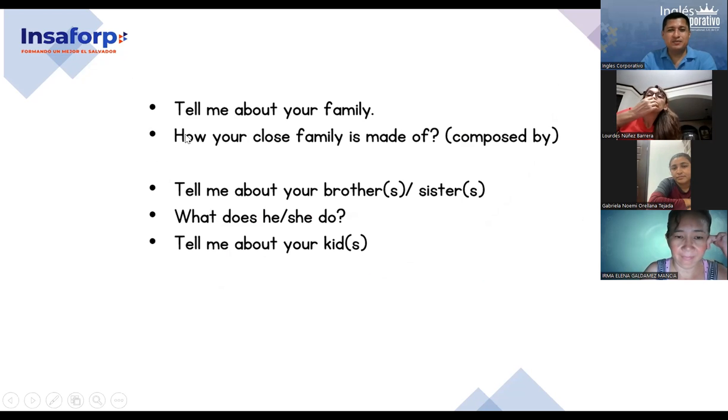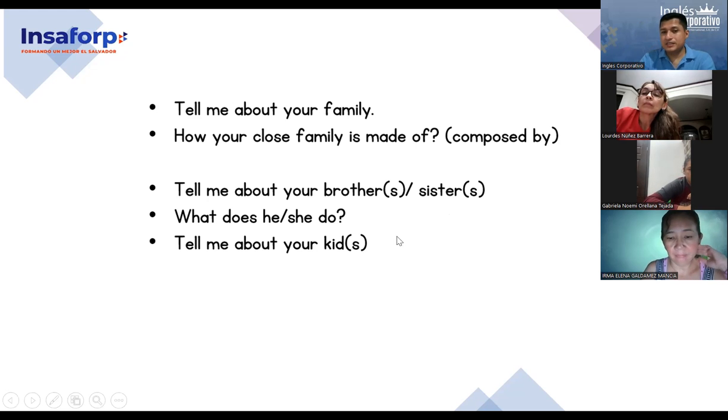Tell me about your family. And then we have how your close family is made of, composed by. When I'm talking about your close family, if you are married, you have your basic family, the family that is at home, pretty much most of you. And outside that family, you have a bunch of relatives. That's what I mean, close family.